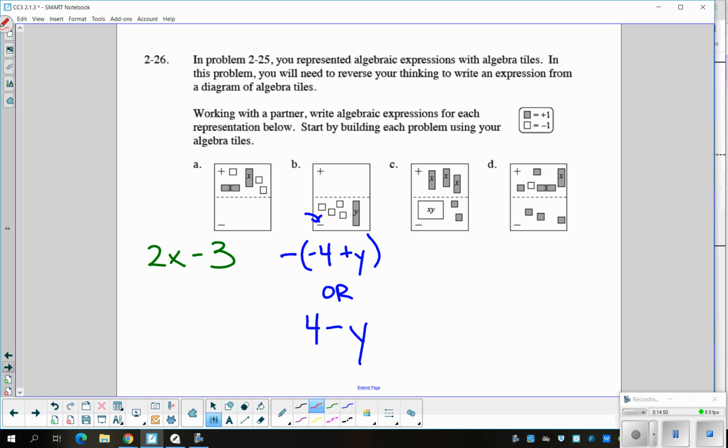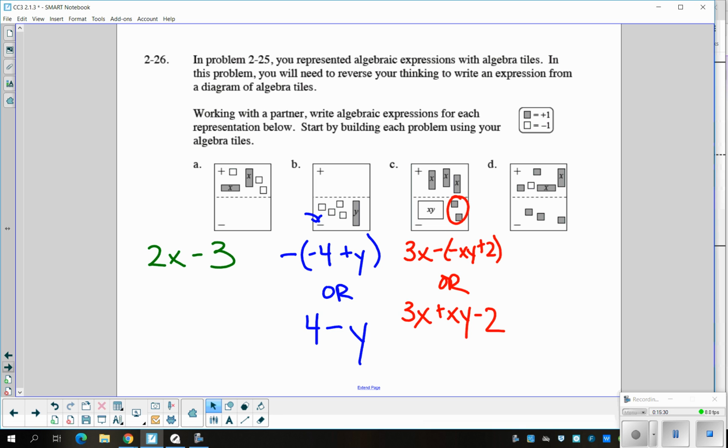On C, I could just say, okay, on the top I have 3x. And then in the opposite region, I'm going to put what I see. I see a negative xy, and I see a positive 2. Or you could say, all right, I have 3 x's on top. And then if I look at the opposite of what is in that bottom region, well, the opposite of that negative xy would be a positive xy. And then the opposite of these two positives would be a negative 2. So both of those would be equivalent ways of writing it.